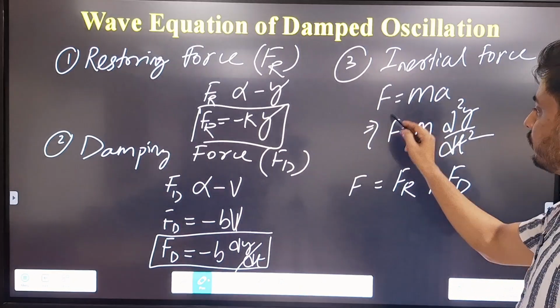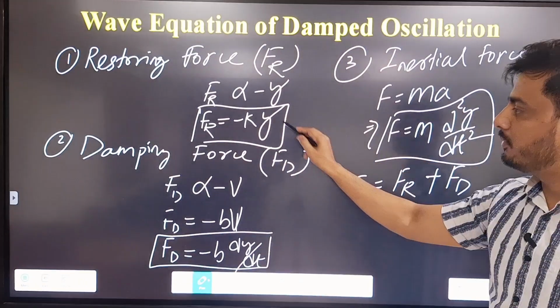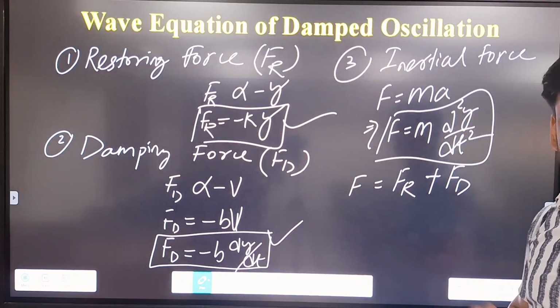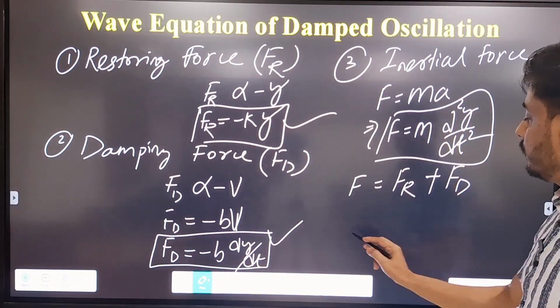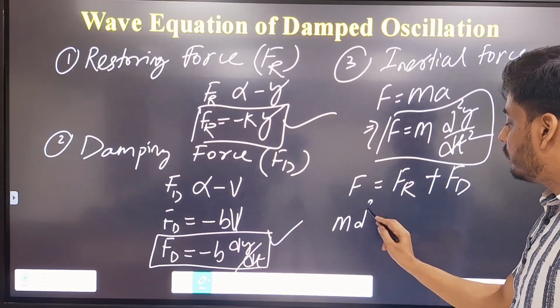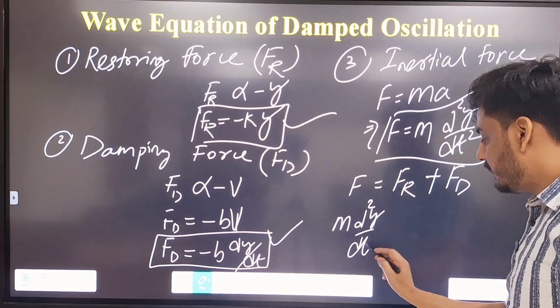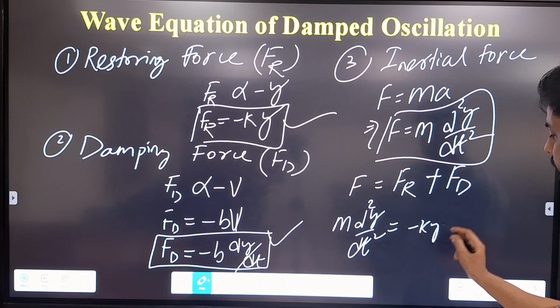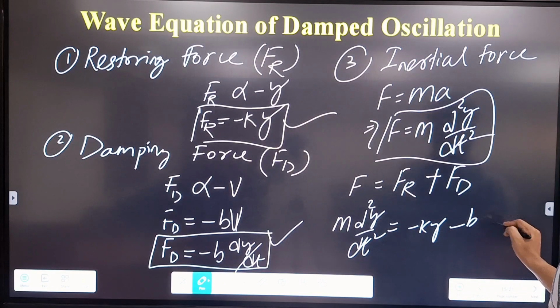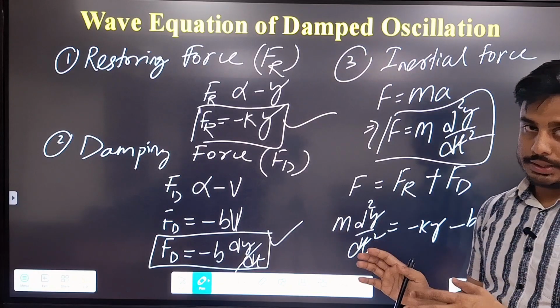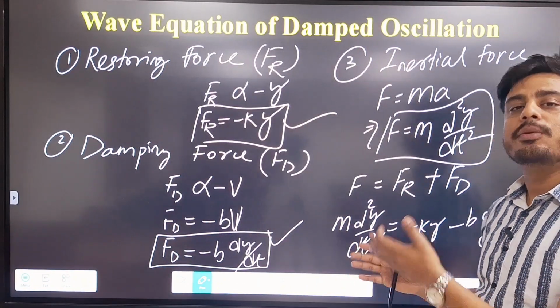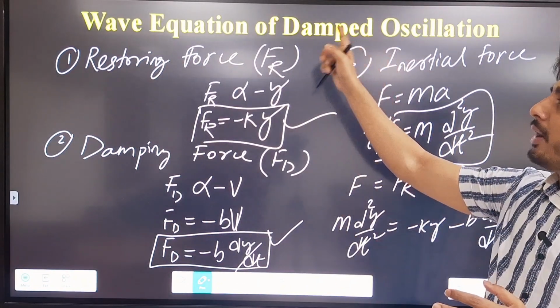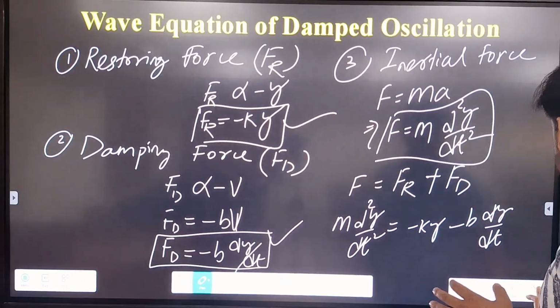So we have the formula here, we just have to use it here. So force equals m d square y by dt square equals, this is minus ky and this is minus b dy by dt. So this is the equation we get. Then we will rearrange and modify it in order to find the final differential equation.